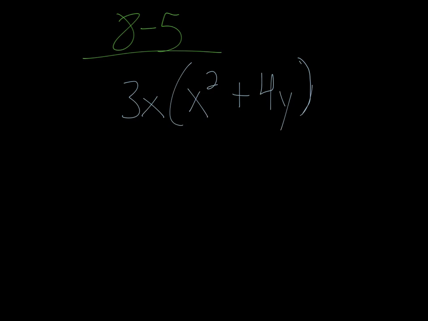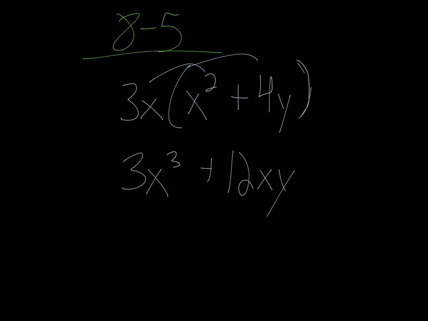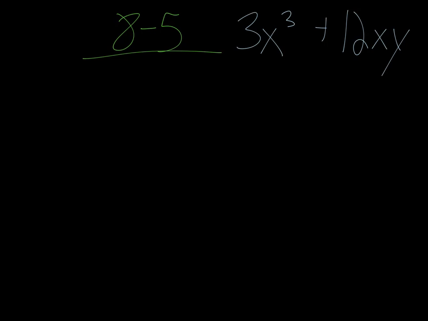If my instructions were to simplify that statement, that means I'm going to distribute, and I would end up with 3x cubed plus 12xy. Now what we're going to be doing in this section is starting with 3x cubed plus 12xy and being asked to factor. Factoring is basically just the reverse of what we just did. Instead of making something simpler, we're making it more complex by breaking it into its many parts.